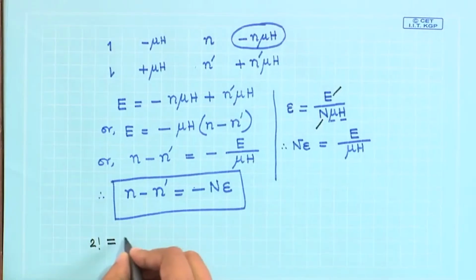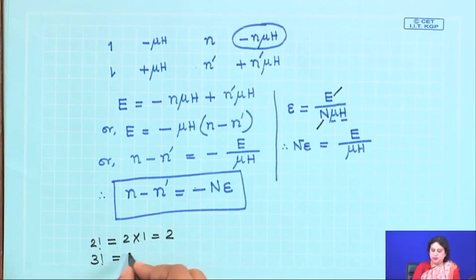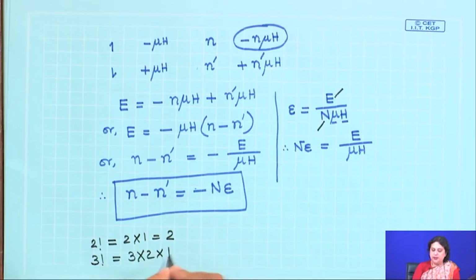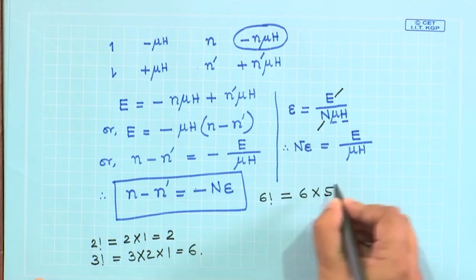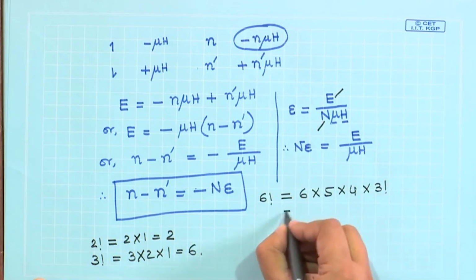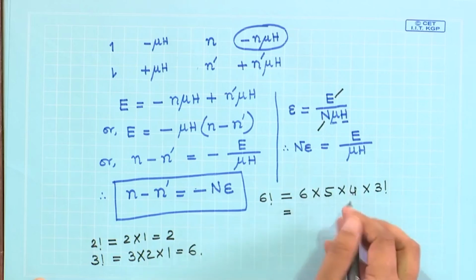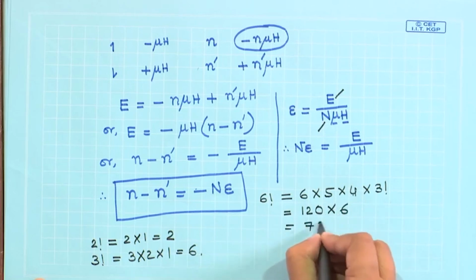increasingly large. So, if I want to find out what is factorial 2, factorial 2 is 2 into 1, that is equal to 2, factorial 3, that is equal to 3 into 2 into 1, that is equal to 6. This way, if you use your calculator, let us say what is factorial 6, 6 into 5 into 4 into factorial 3. So, what you have is 5 4s are 20. So, 120 multiplied by 6. So, that is equal to 720.